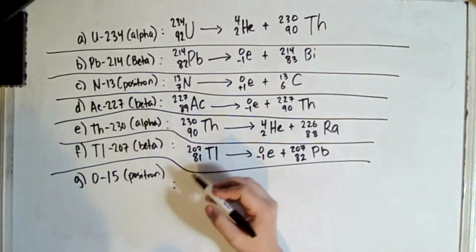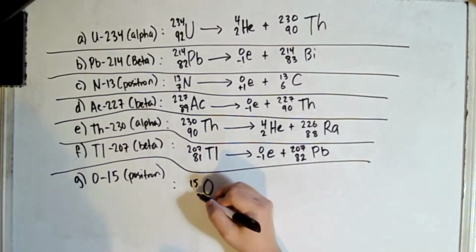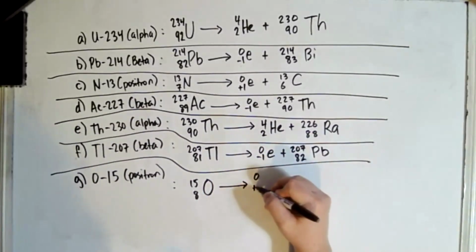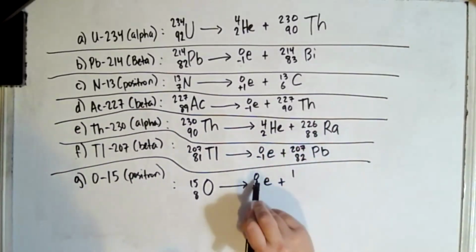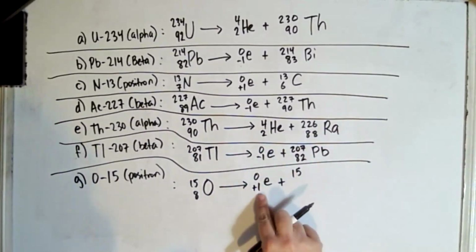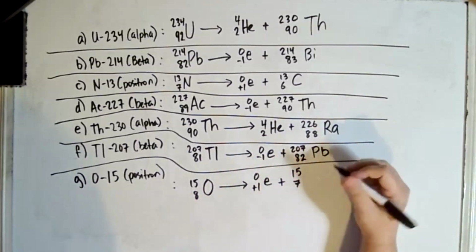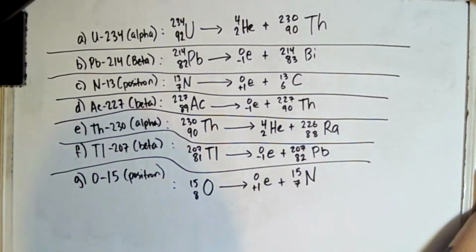And then for our last one, we have oxygen-15. This is positron emission, so we're going to have a positron particle. That means that, again, we have a 0 here, so our mass number is not going to change. We have a +1 here, so our atomic number is going to be 7. 7 plus 1 is 8. Those are all of our examples of our different types of nuclear equations.